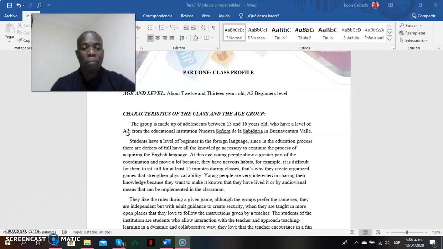The students in this workshop must be about 16 years old. The characteristic of this class is a group made up of adolescents between 13 and 16 years old who have an A2 level from the Institución Educativa Nuestra Señora del Rosario in Buenaventura City.